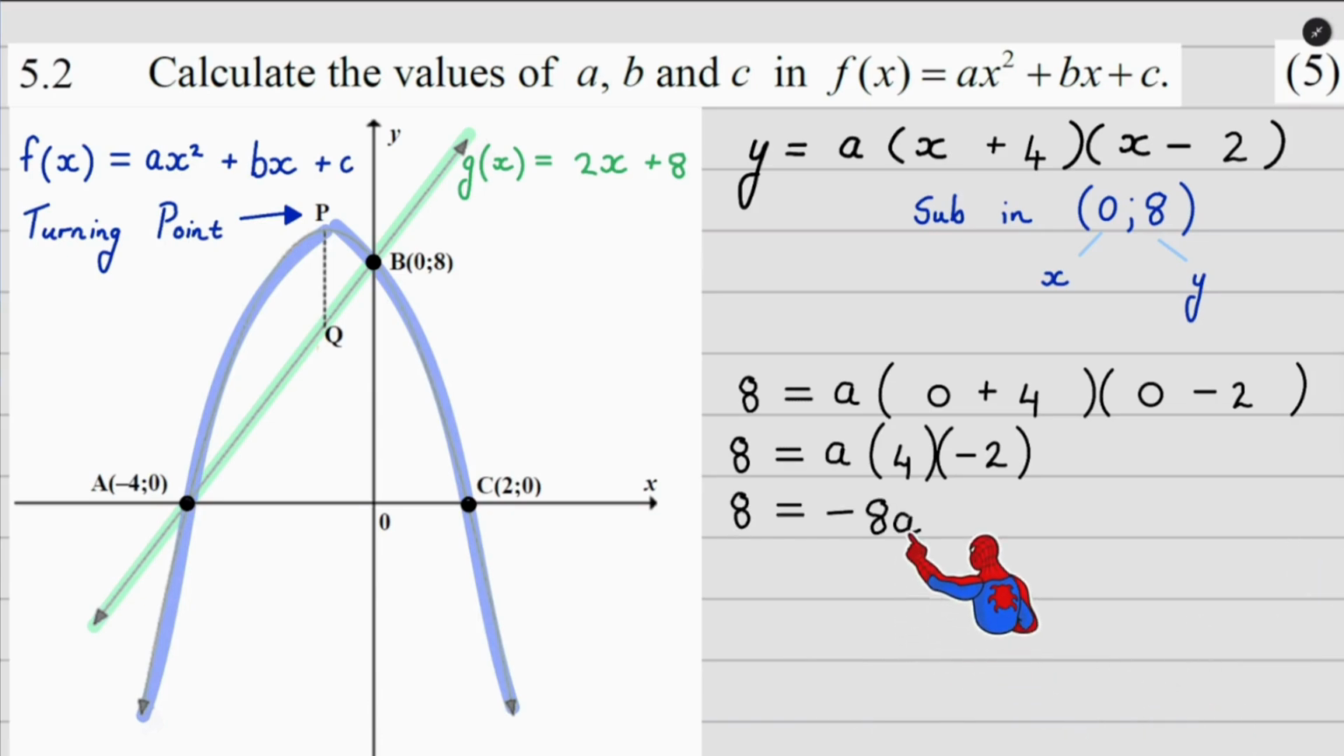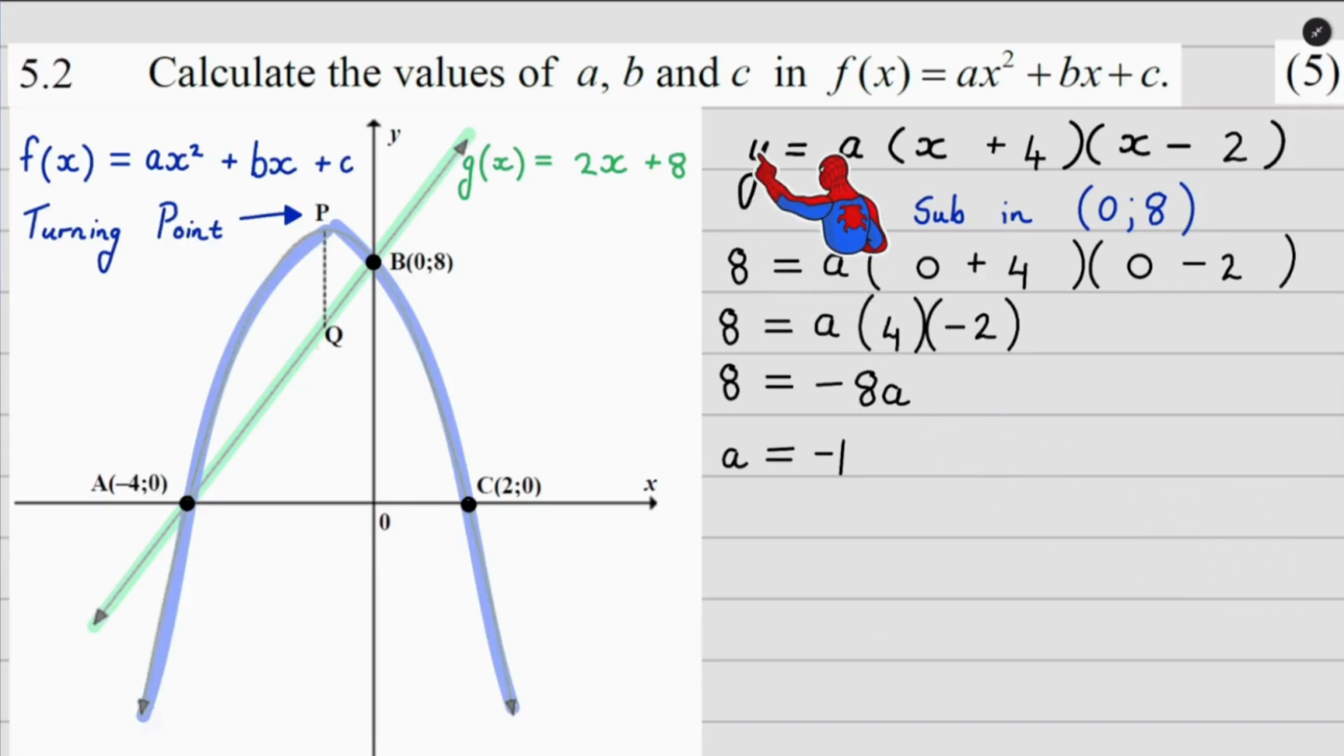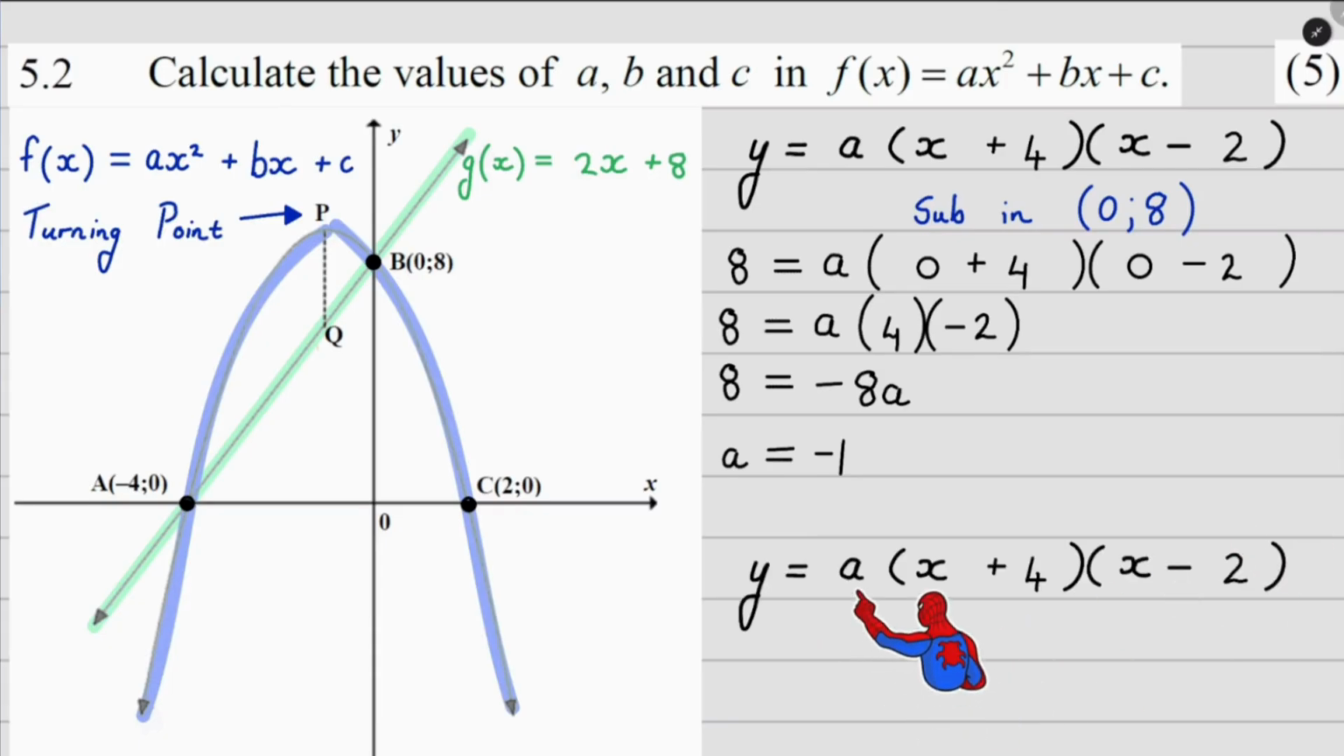And now I need to get a by itself, so I just divide both sides by minus 8. And these minus 8s cancel, and 8 divided by minus 8 will give you negative 1. So we officially have the a value. Okay, now what I'm going to do is I'm going to grab this very first line quickly, and then I'm going to change a to what we just worked it out to be. So I'm going to sub that a value into a's place. So I'm going to go ahead and change that to a negative 1. And now we've got a form of an equation for the parabola.